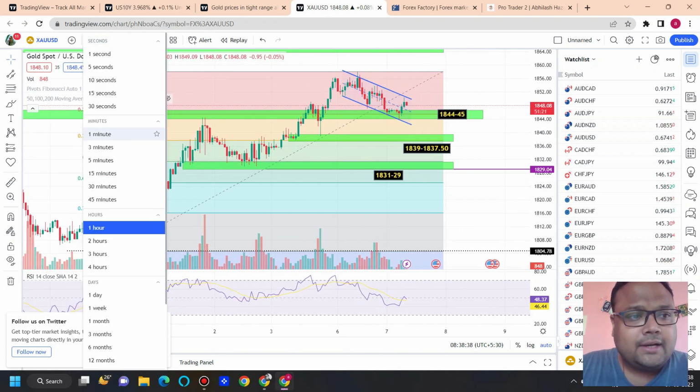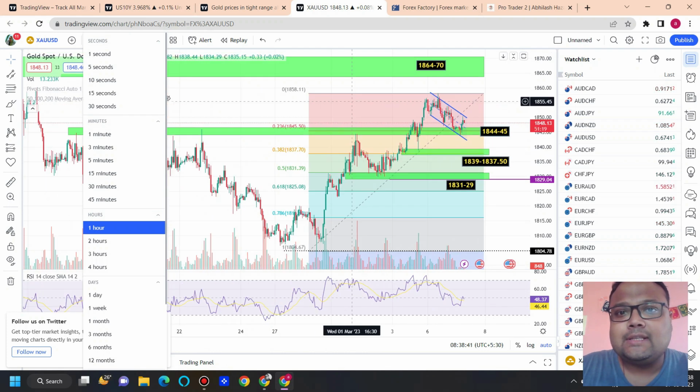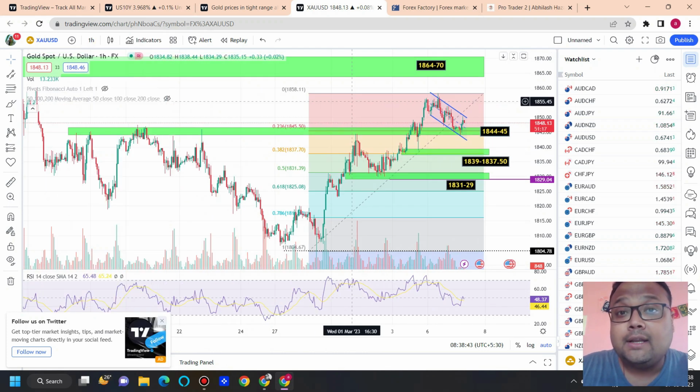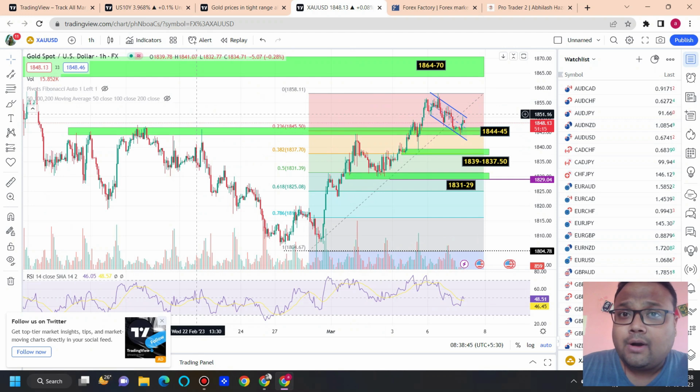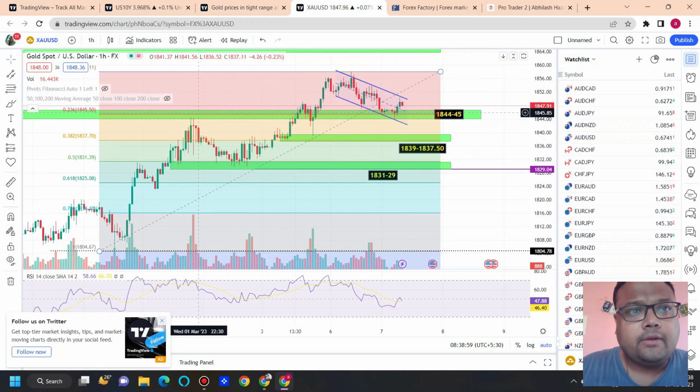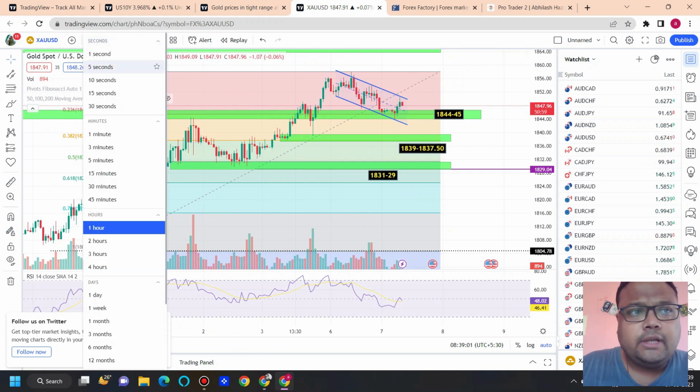But if we look at the minor structure, because these are the levels that are far away from the current market price. If you are a beginner, a new trader only looking for safe trading opportunities, these are the levels where you should be looking for trades. But if you're an experienced trader and can afford to take risks, then you can look for trading opportunities around the minor levels as well.